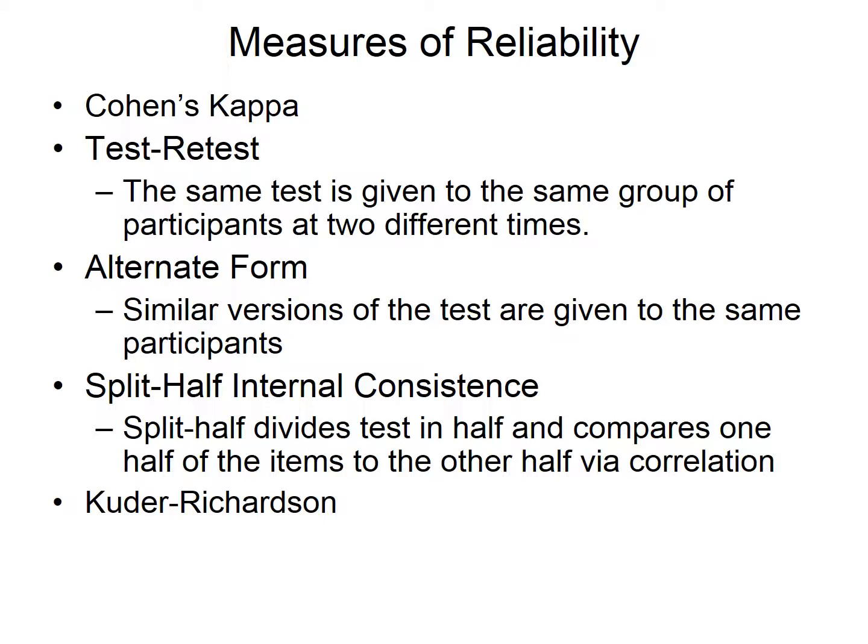We also briefly talked about Kuder-Richardson. That's a technique that we use when the outcome isn't interval or ratio. It's actually dichotomous or categorical. And again, it's a way to look for reliability in that type of a test.